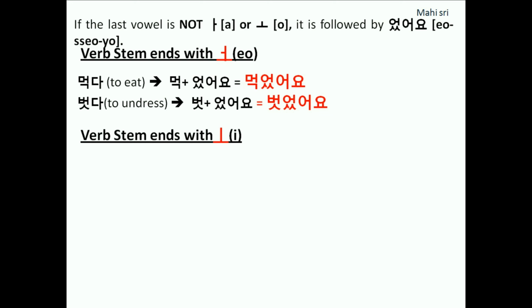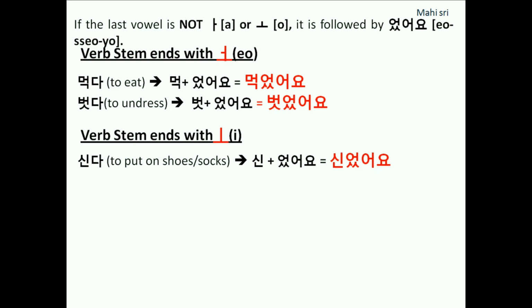Verb stems ending with e. Here I am using the remaining verbs. So if the verb stem's last vowel is not a or o, it should be u, e, like that. So I'm explaining every remaining vowel other than a or o. Sinda, sin plus osoyo, shinosoyo. Ilda, to read. Il plus osoyo, ilgosoyo. Here, do you have any doubts with the pronunciation? Just go to the previous lessons on how to read and write Korean.